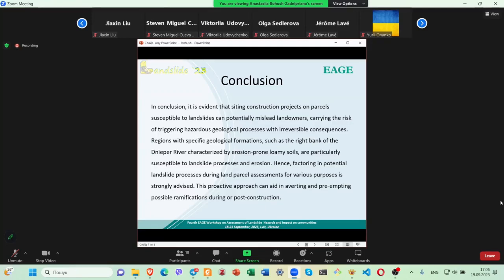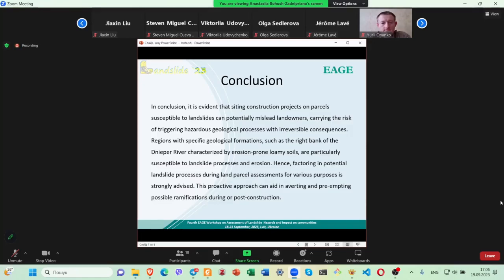Regions with specific geological formations, such as the right bank of the Dnipro River, characterized by erosion-prone loamy soils, are particularly susceptible to landslide processes and erosion. Hence, factoring in potential landslide processes during land parcel assessments for various purposes is strongly advised. This proactive approach can aid in averting and preempting possible ramifications during or post-construction. By embracing this measure, we can advance responsible land utilization, contributing to erosion and gravitational process prevention.